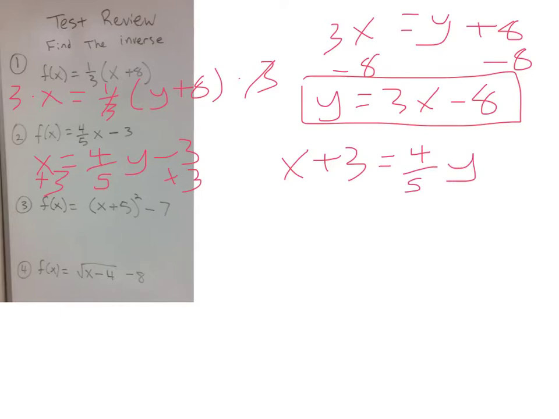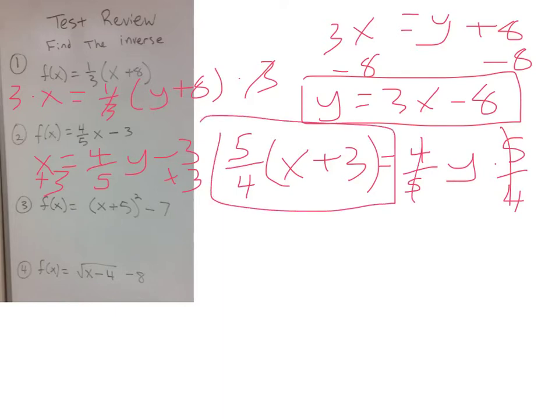Now we can cancel the 4 over 5 by multiplying both sides, and you do need parentheses on this, both sides times 5 over 4. If you do not have parentheses around the x plus 3 there, then that would be wrong. So then here's your answer for that one right there, for number 2.